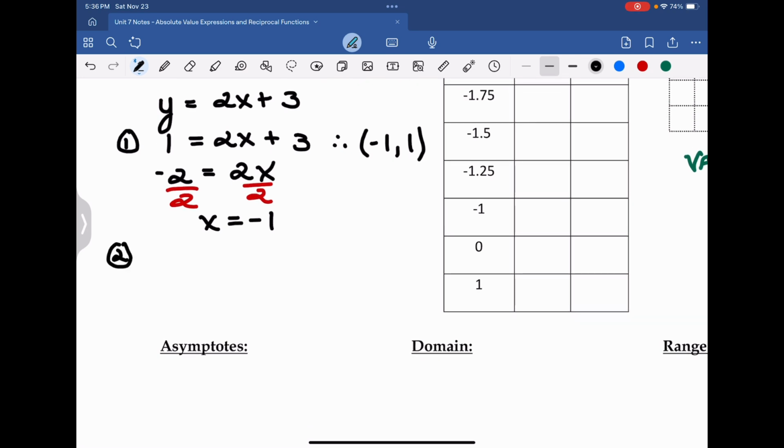For our second invariant point, we need to consider where y is equal to negative 1, which makes this 2x plus 3.